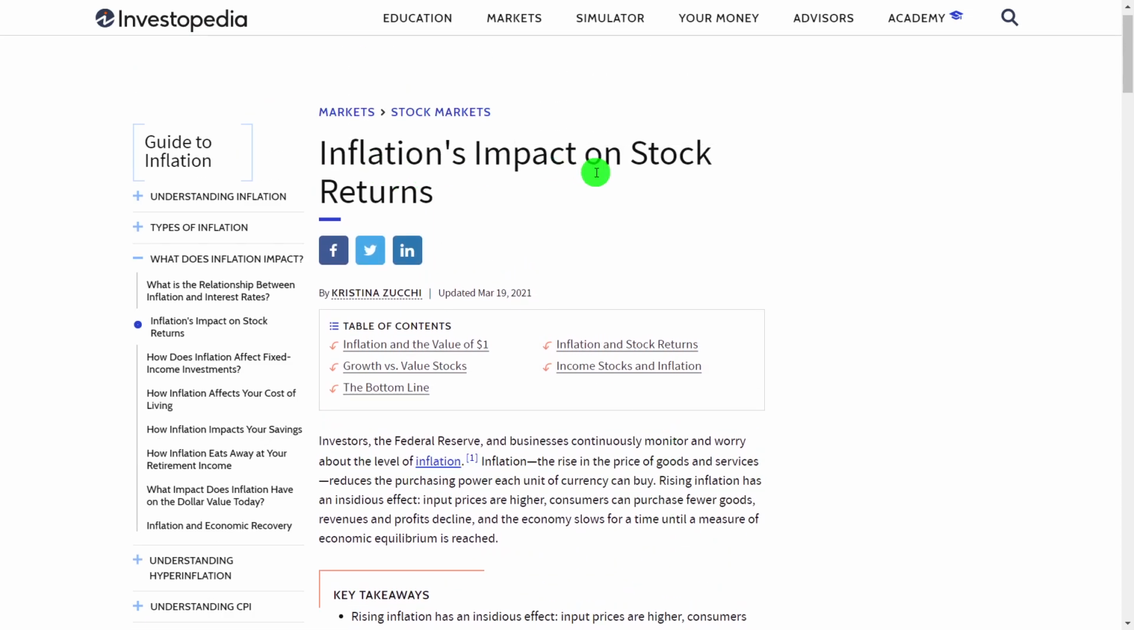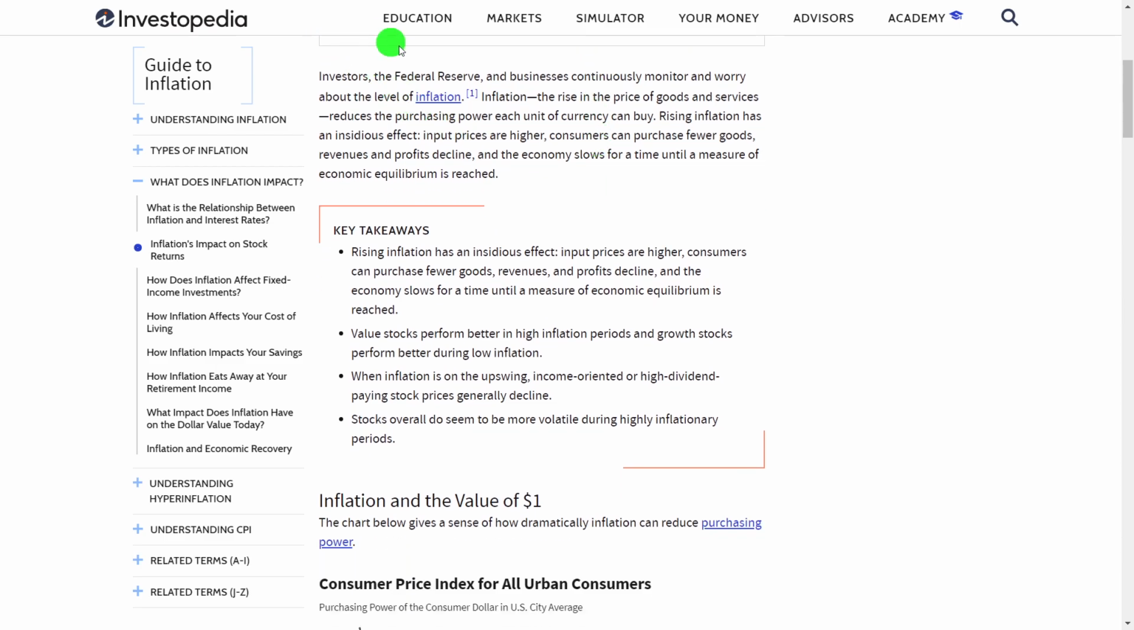This is inflation's impact on stock returns. So if we look at the key takeaways again, it's pretty simple. There's nothing too much here, but it says value stocks perform better in high inflationary periods and growth stocks perform better in low inflation periods. When inflation is on an upswing, income oriented or high dividend stocks generally decline. Overall, stocks do seem to be more volatile during high inflationary periods. So that's really the key line there. We're not really cared about the value and growth stocks and what that does. It's more to do with the volatility and the effect on the market.